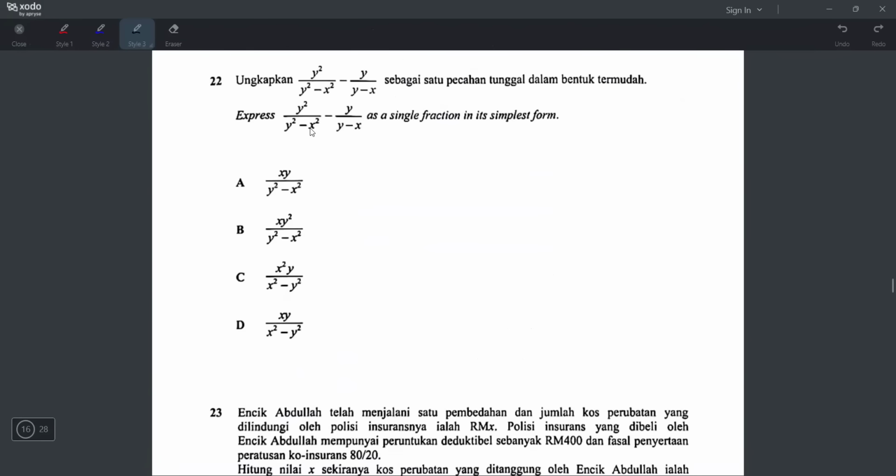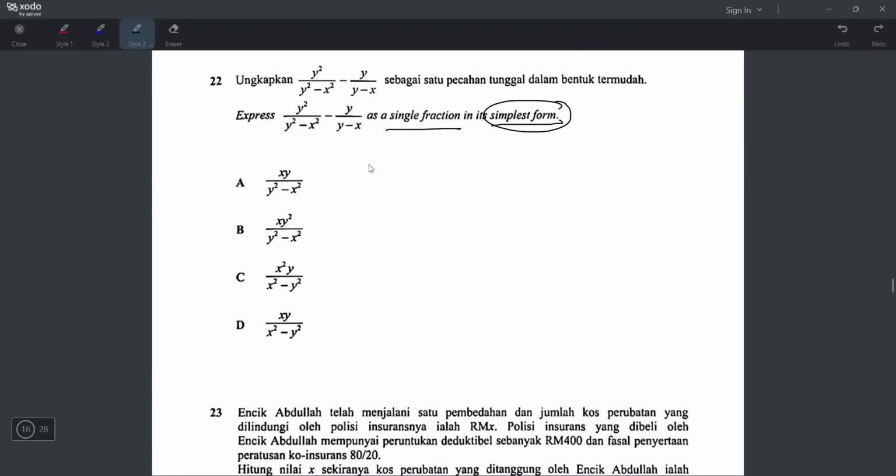Okay, 22. Express y square over y square minus x square, minus y over y minus x, as a single fraction in simplest form. So I think what you need to do now is just factorize completely. If you see you can factorize, just factorize. And then if you see you can cancel, just cancel. Yeah, that's the meaning of simplest form. Right? It means you're trying to simplify it.